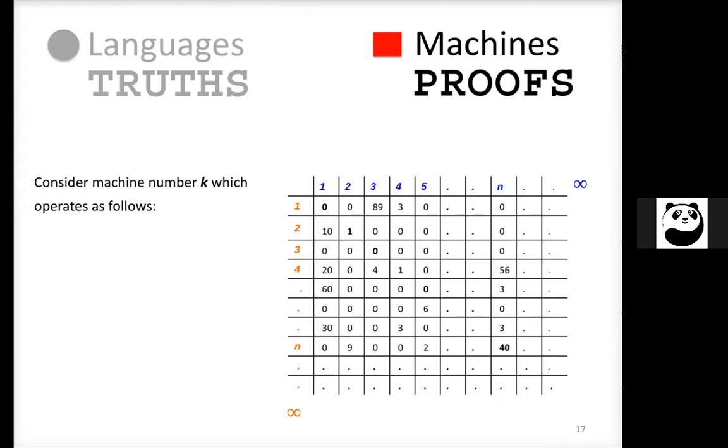Okay, so now consider a machine K, which operates as follows. It receives a sentence N as input. It feeds sentence N to machine N. So the kth machine uses the nth machine as a sub-procedure.